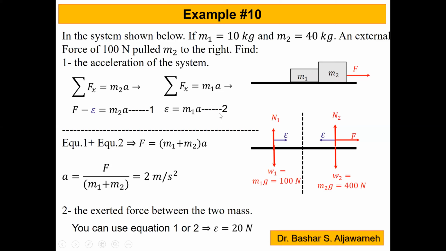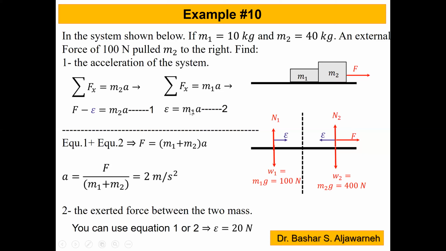Now, in those two equations, the acceleration and the exerted force are both unknown. As I did in the previous example, I will add 1 and 2 together, and the exerted force, positive and negative, will cancel out.